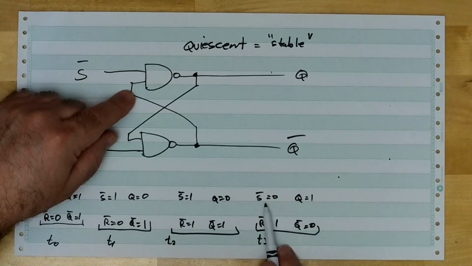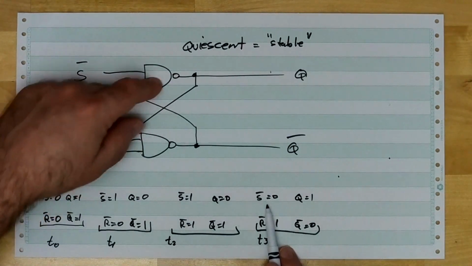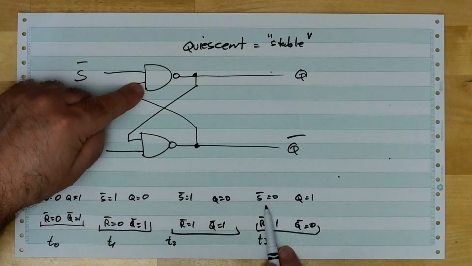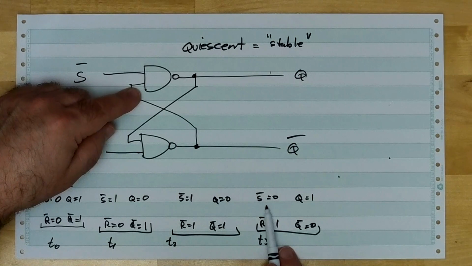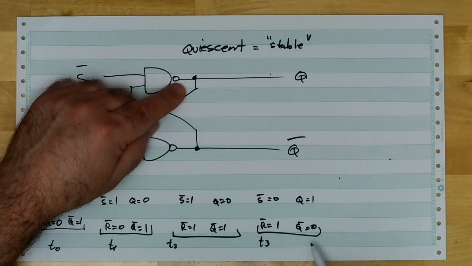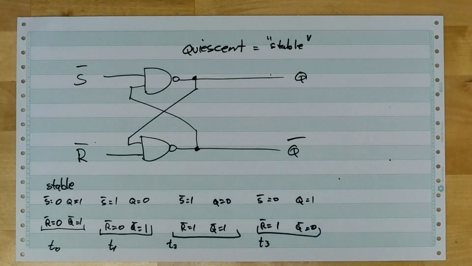Well, S bar, we just changed it to a 0. Anything NANDed with 0 is a 1. So this guy down here became 0. So 0 NANDed with 0, that's still a 1. Again, we reach this quiescent state here, and we're stable. Look what happened here. Let me change colors so I don't get too messy with my beautiful handwriting here.